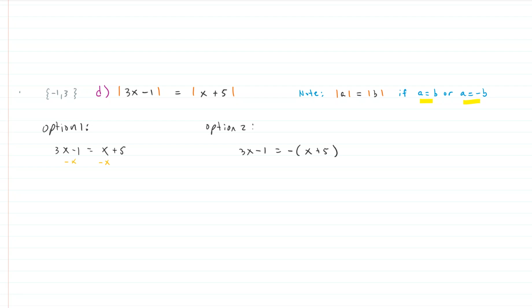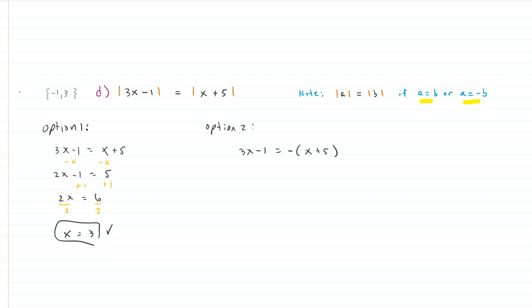That gives us 2x minus 1 equals 5. Let's add 1 to both sides to get the 1 on the right. That gives us 2x equals 6. We can now divide by 2, and we get x equals 3. We can plug that back into the original statement and see that we get a true statement back, but I'll let you do that. That's a valid solution. Let's do option number 2.